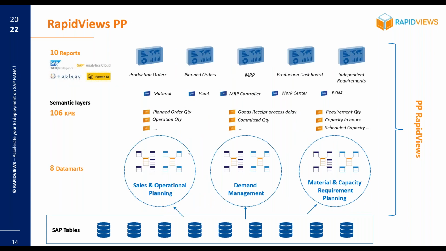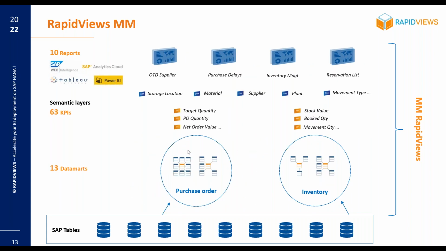For MM, we cover 13 data marts on purchase order and inventory, 63 KPIs, and 10 reports around these dimensions: storage location, material, supplier, plant, and movement type. Then you can do your inventory management, reservation list, and you can see the purchase delays linked to suppliers.